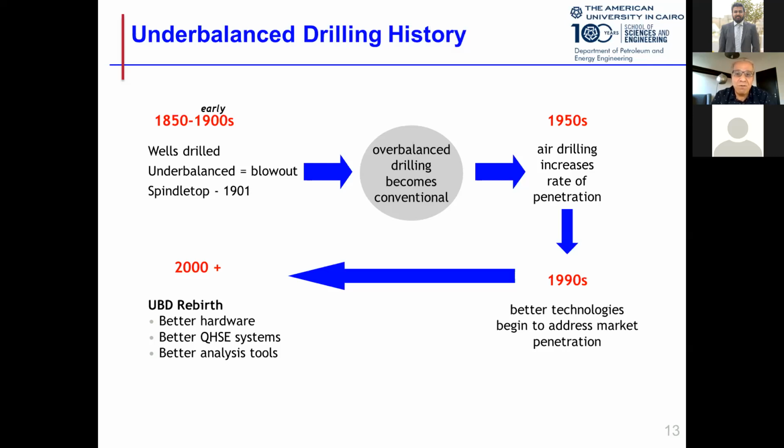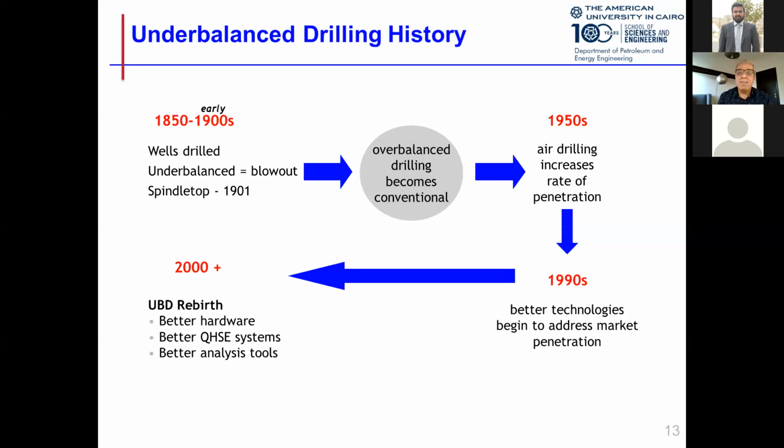Then, because of safety reasons, many people passed away when the oil comes out or flows out, and then they said, well, there should be a way to control it, and they came with overbalanced drilling. In the 1950s, air drilling was introduced to increase rate of penetration, which means to drill faster. And in the 1990s, horizontal drilling, multilaterals, hydrofracking, all of these, an age of development in technology.